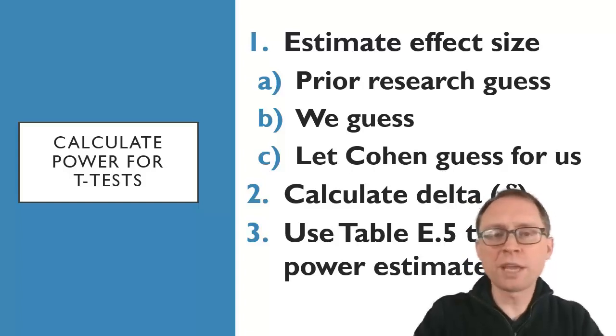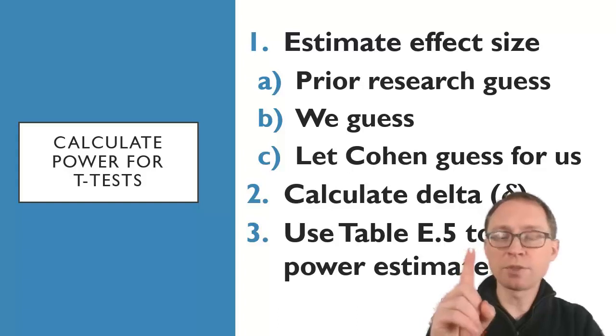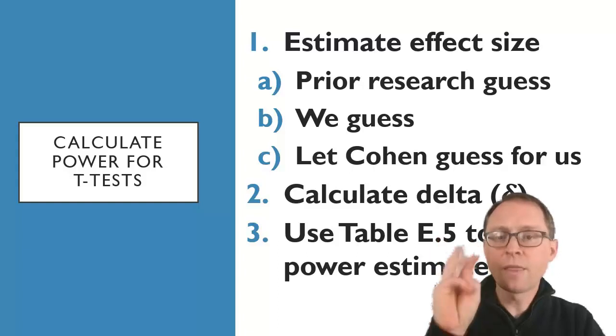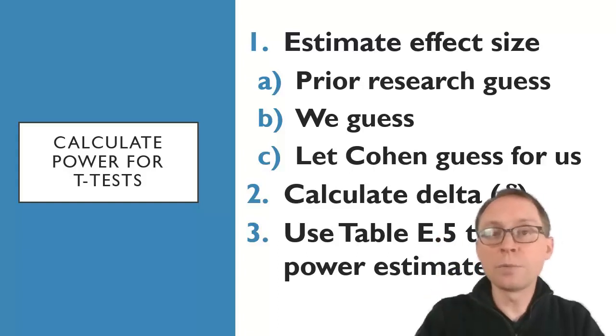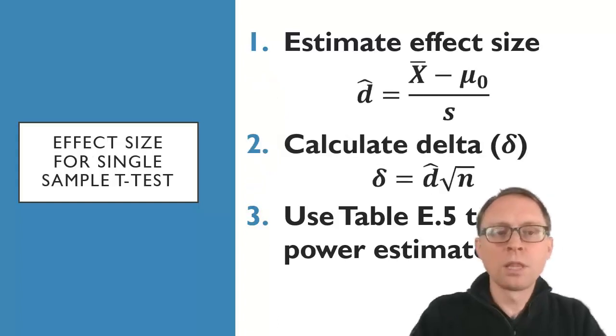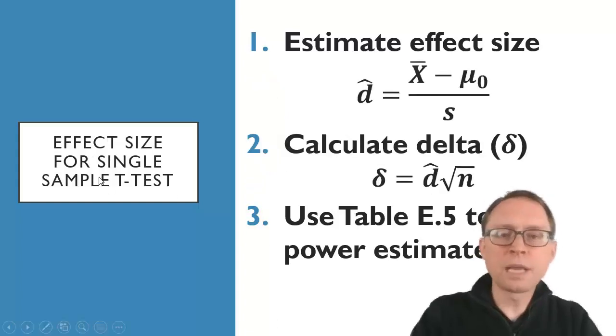So these are the three steps. We're going to estimate the effect size. That is, we're going to calculate D for everything we do today. We're going to calculate delta based off of that D, and then we are going to use the table to figure out what the power is. Let's start with a single sample t-test.